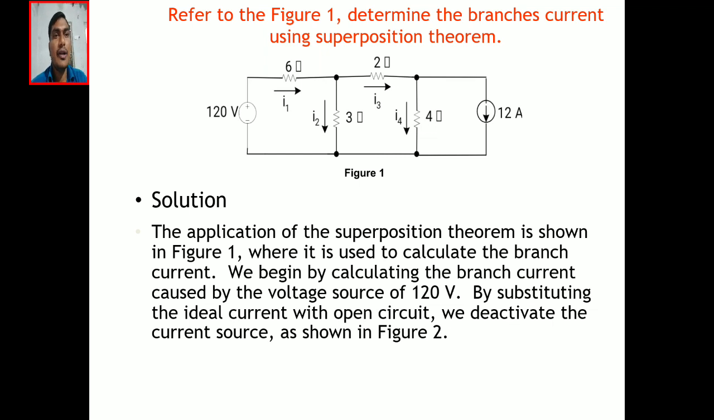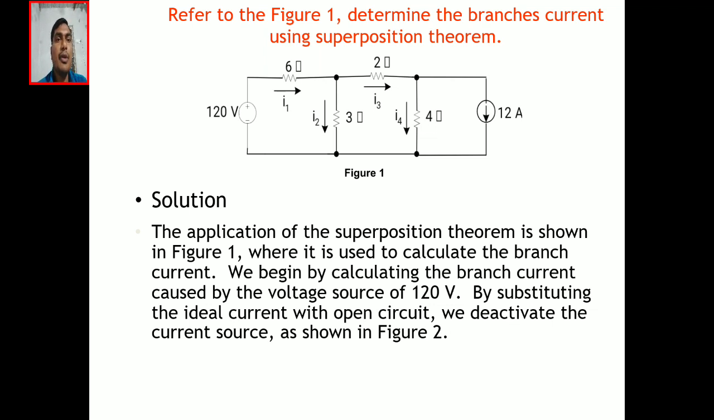These are all linear elements. One thing is over. Next, it is applicable to active sources: 120 volts and 12 amps are active elements. Next, bilateral elements: resistors are bilateral elements. So I can apply the superposition theorem to this circuit. Now we will solve this.